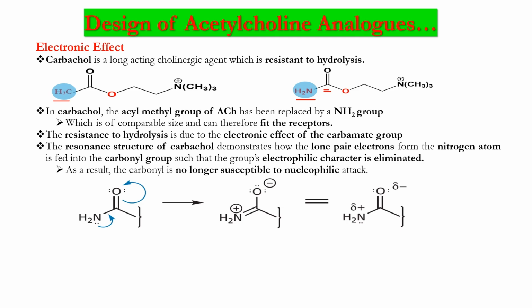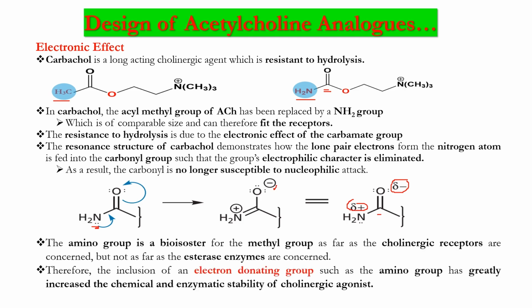Based on that, it can produce resonance structures. As we've seen, the lone pair found on the nitrogen will produce resonance structures. So the double bond will go to here, and this will produce a partial negative charge on the oxygen. This resonance is going to be there. Finally, the nitrogen takes on partial positive character, whereas the oxygen takes on partial negative character. This is what protects the carbonyl from nucleophilic attack in the case of carbachol.